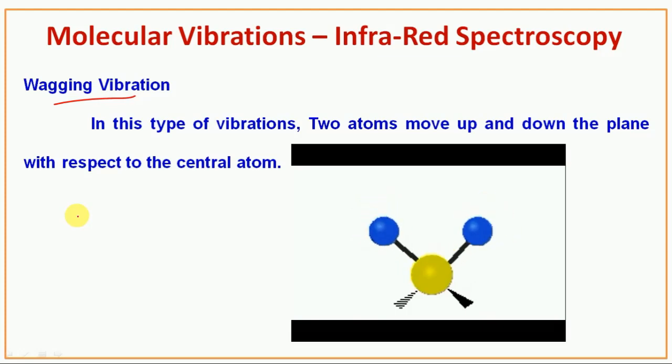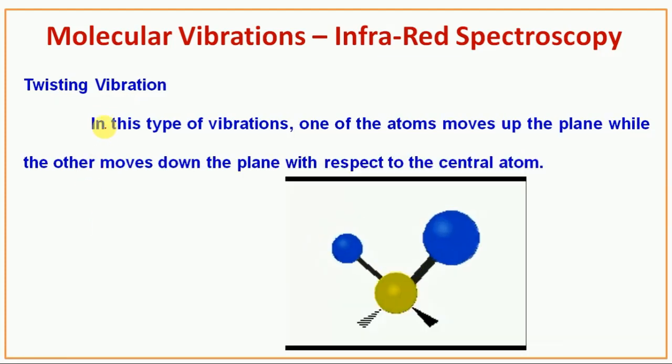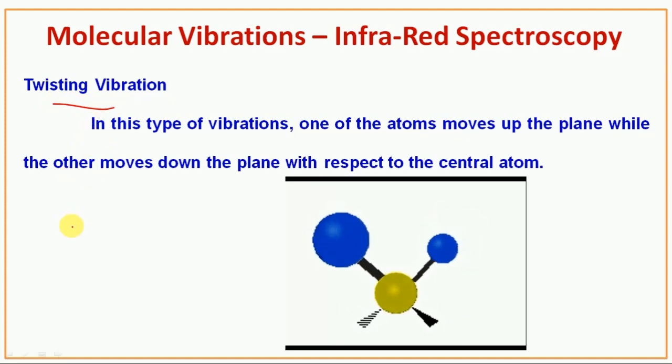Last one, twisting bending vibration. In this type of vibration, one of the atoms moves up the plane while the other moves down the plane with respect to the central atom. Twisting bending vibration means one of the atoms moves up the plane while the other moves down the plane with respect to the central atom.